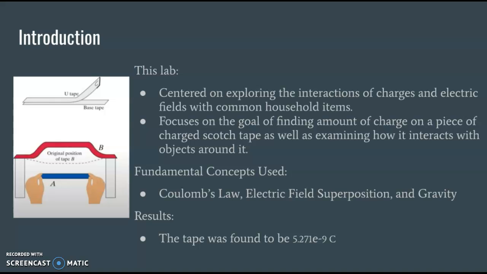So to accomplish a charge on the tape, one piece was pressed flat on a surface and another laid directly on top of it before rapidly being pulled off to give it its charge. And then in the other diagram, the two tapes, which are assumed to have equal charges, were shown with the top one being repelled by the bottom one from its starting position.